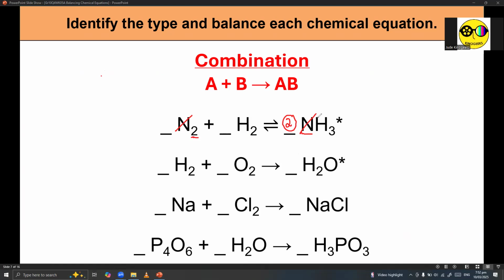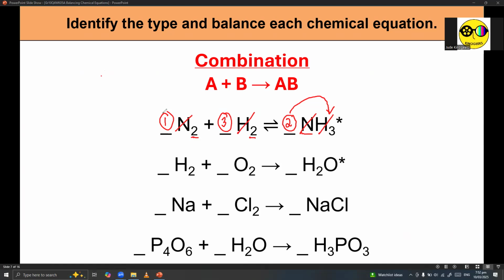So our concern now is hydrogen. On the reactant side, you have 2 atoms of hydrogen. And on the product side, you now have 2 times 3 equals 6 atoms of hydrogen. So 2 on the left, 6 on the right. To make 2 into 6, you have to multiply H2 by 3. At this point, hydrogen is already balanced. So therefore, the coefficient that we're going to write beside N2 is simply 1.